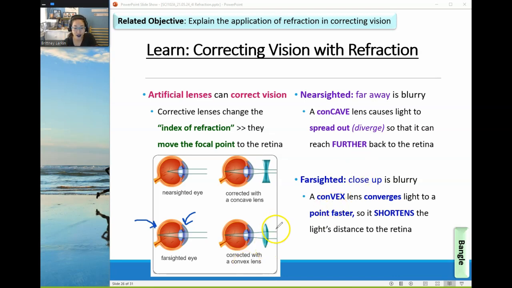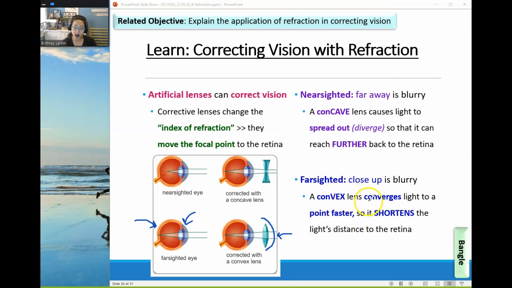So this time we're going to use a convex lens. And again, a convex lens means that as the light comes in, it's curving towards it, right? So here's the light, and this time it's actually curving towards it. Okay, so a convex lens is going to converge things faster, right? So we saw concave spreads things out. Convex, though, makes things converge even faster.